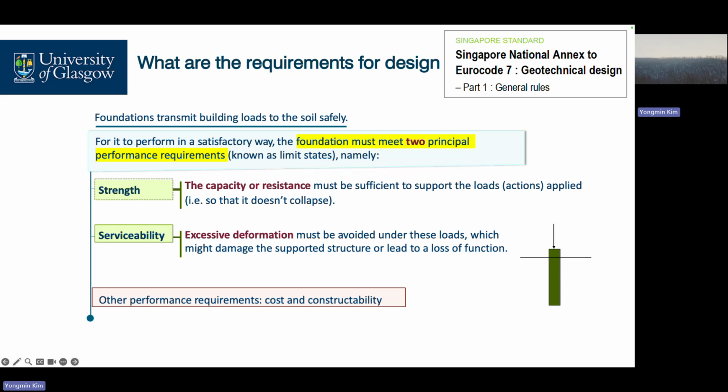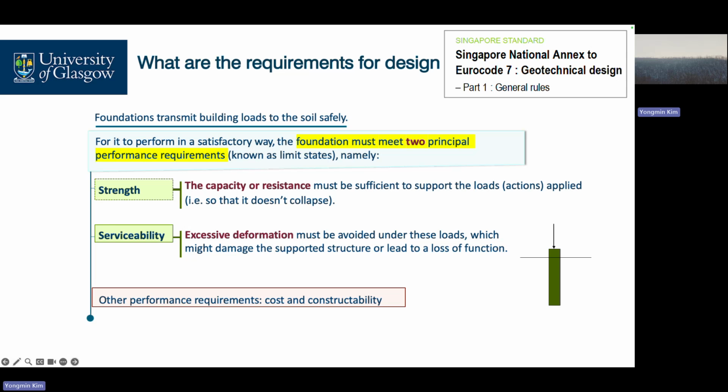Singapore standards. Every Singapore geotechnical structure is designed by Eurocode. If Eurocode didn't mention something, Singapore standards supports that as local code. So we should follow Singapore National Annex to Eurocode 7 geotechnical design, part 1, general rules. In the general rules, we have 2 things.